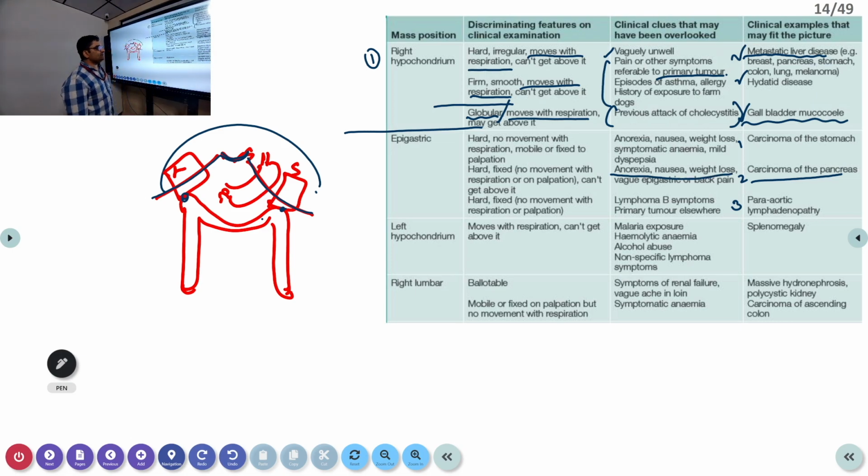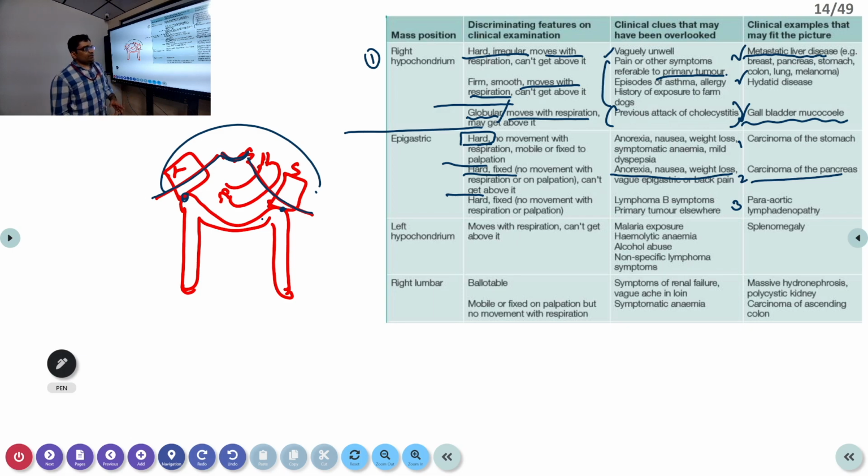Upper GI malignancies, as I already told, are aggressive tumors. Okay. And like all malignancy, it will be hard. It will be hard to palpate, hard and irregular to palpate. Okay, hard and irregular. This is very important for all malignancies. Okay, all malignancies will be hard to palpate. Okay, so if it's a hard mass which you are palpating near the stomach, usually it is a stomach malignancy. Here also a hard fixed mass will be there, pancreatic.